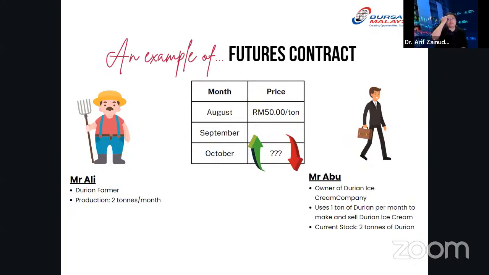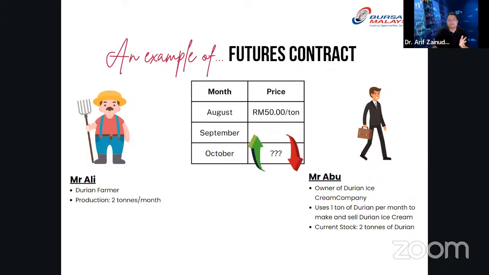So I give you an example of what a futures contract is. Let's take Mr. Ali. Mr. Ali is a durian farmer, and he makes 2 tons of durian per month. Then Mr. Abu, who is our focus right now, owns a durian ice cream company, and he uses 1 ton of durian per month to produce durian ice cream and sell it. Let's look at Mr. Abu's situation right now. He has a stock of 2 tons of durian at hand.